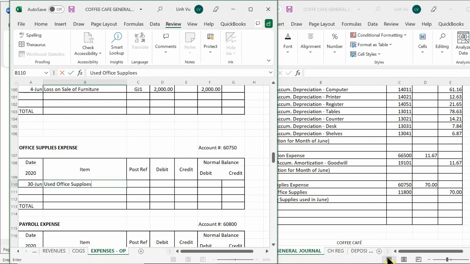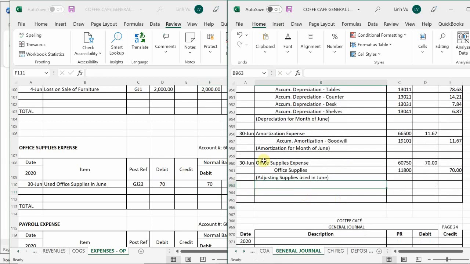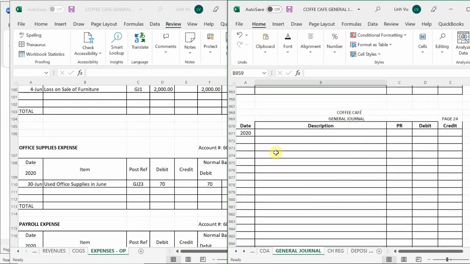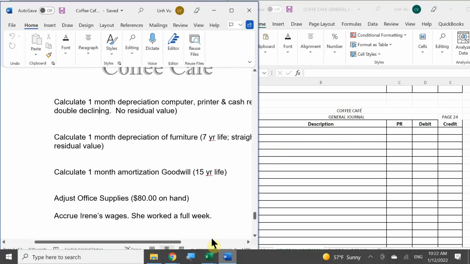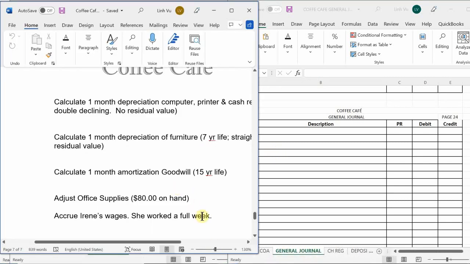Used office supplies in June. General Journal 23 for $70. Okay. And of course, this right here is definitely not enough space to do the next transaction. So that means the last two transactions, I'm going to go ahead and do it on the next page. Okay. So let's see what those things are.